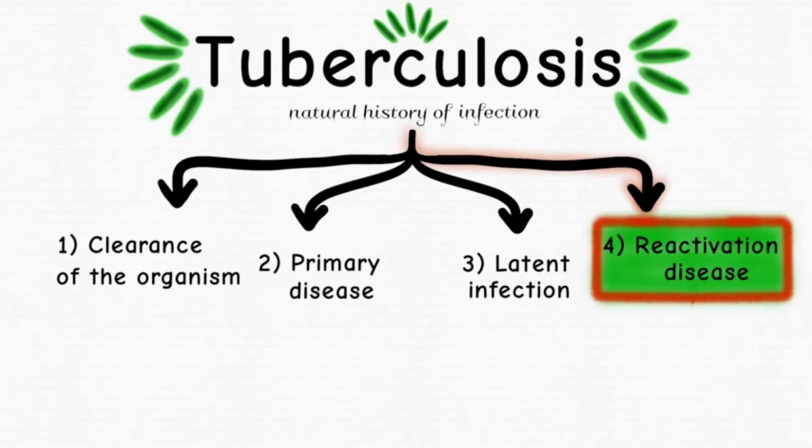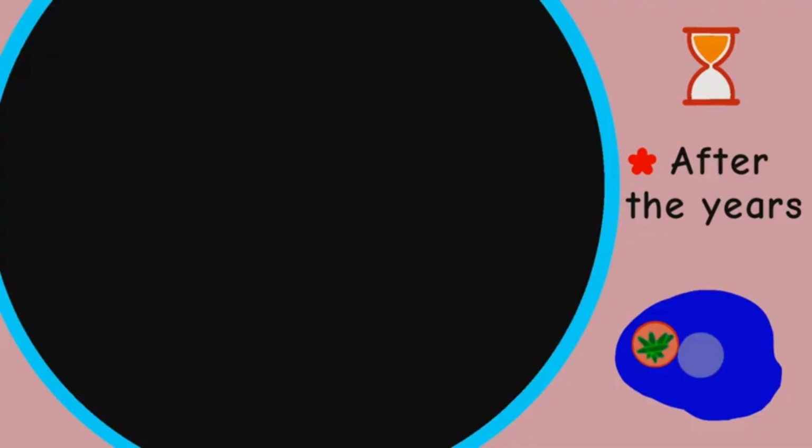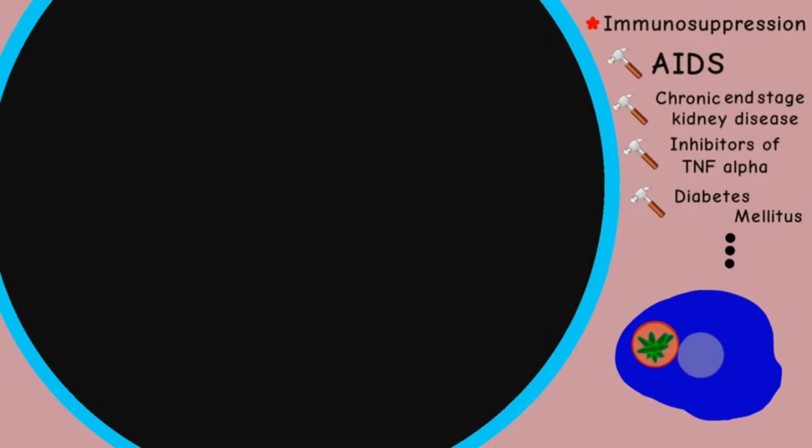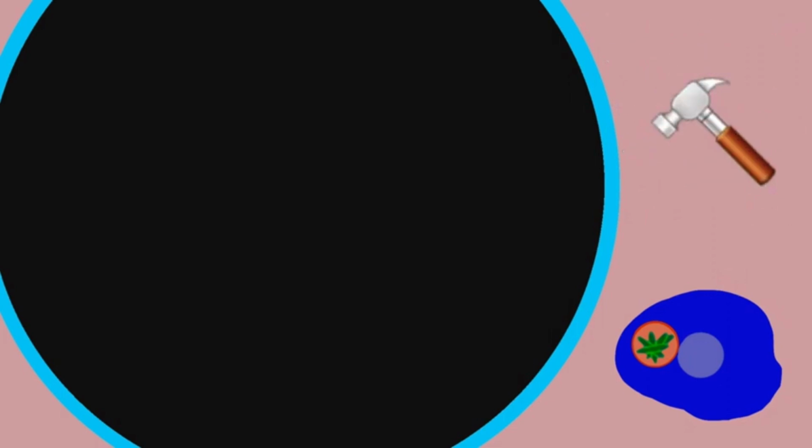Now, the reactivation of the disease. When immunity weakens due to HIV, malnutrition, diabetes, age, or steroid use, the granuloma begins to break apart. Dormant TB wakes up, multiplies, and causes reactivation of the TB.